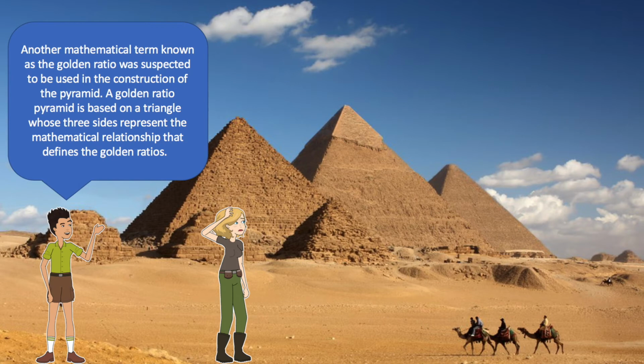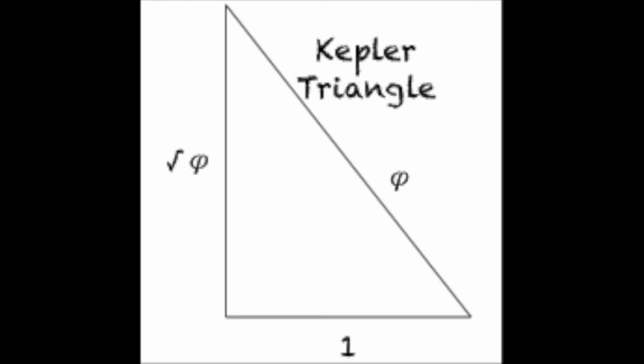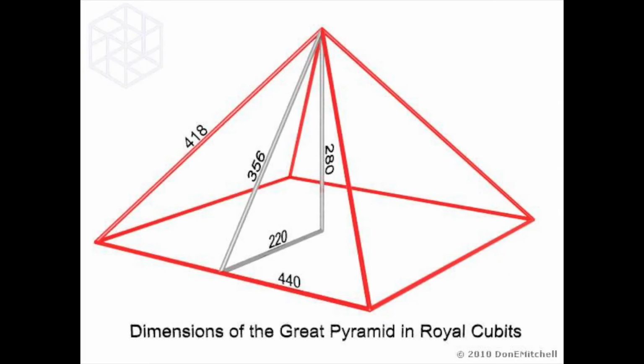A golden ratio pyramid is based on a triangle whose 3 sides represent the mathematical relationship that defines the golden ratio. This triangle is known as a Kepler triangle. It has a base length of 1 and a hypotenuse whose length is phi, 1.61803399. The height of this right triangle is the square root of phi. A cross-section of the pyramid produces a right-angle triangle.